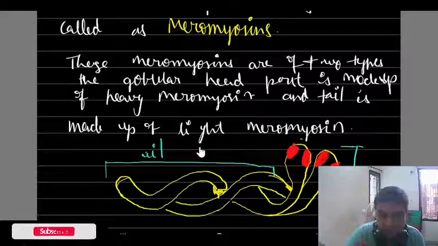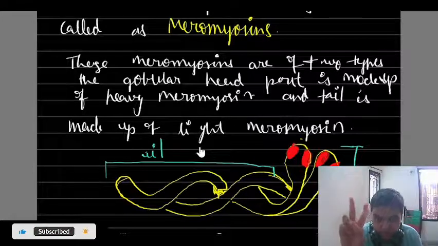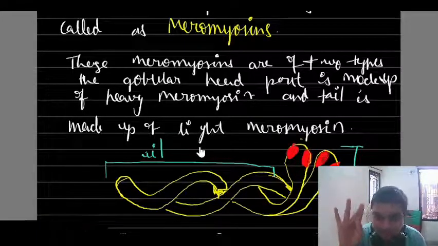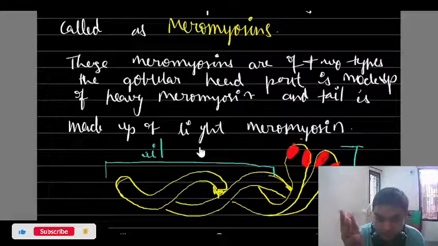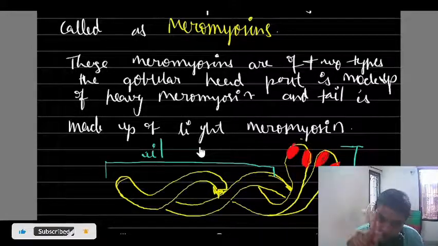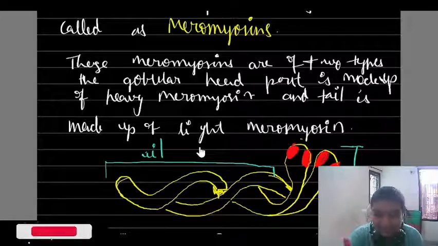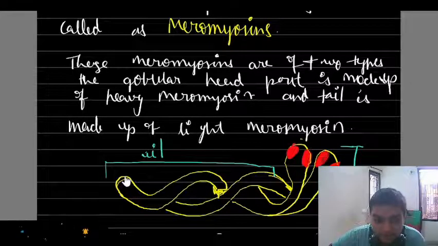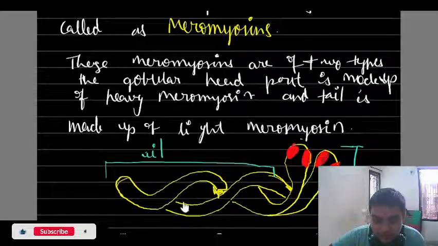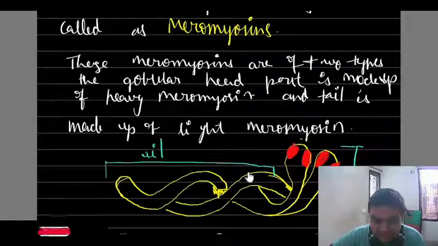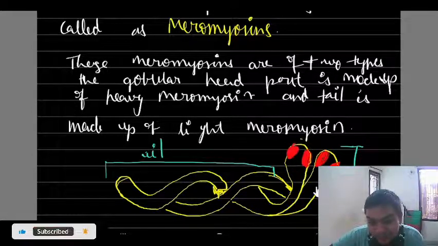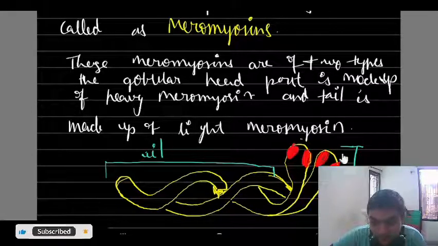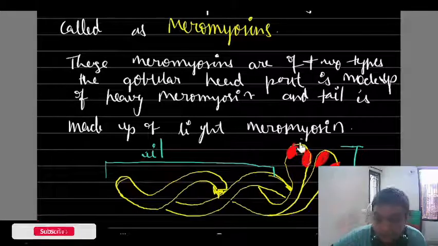These myosins have two parts. One is the globular head, the second one is the tail part. The globular head part consists of heavy meromyosin, and the tail part consists of light meromyosin. Now here you can see this coiled structure. This is the tail part. And this is the globular head part, and it is made up of heavy meromyosin.